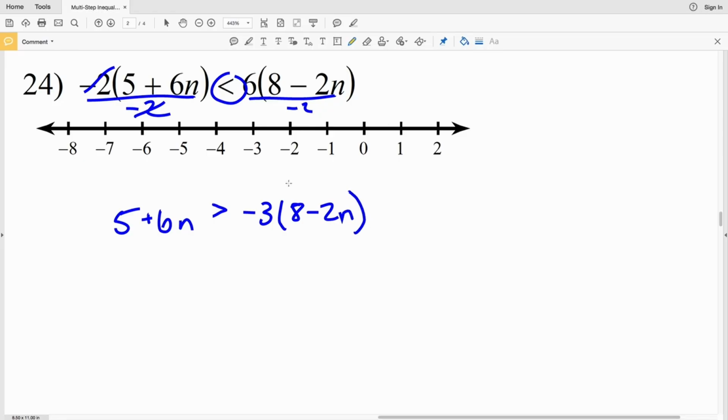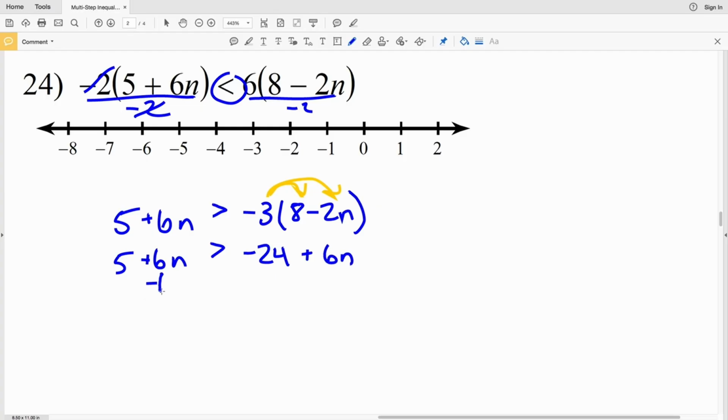Now I'm going to distribute this negative 3. So as opposed to having to do 2 distributions in the beginning, I only have to do 1. 5 plus 6n remains on the left side, and that's greater than negative 3 times 8 is negative 24, minus negative 3 times 2n is a negative 6n. So if we're subtracting a negative, we're going to add a positive 6n.